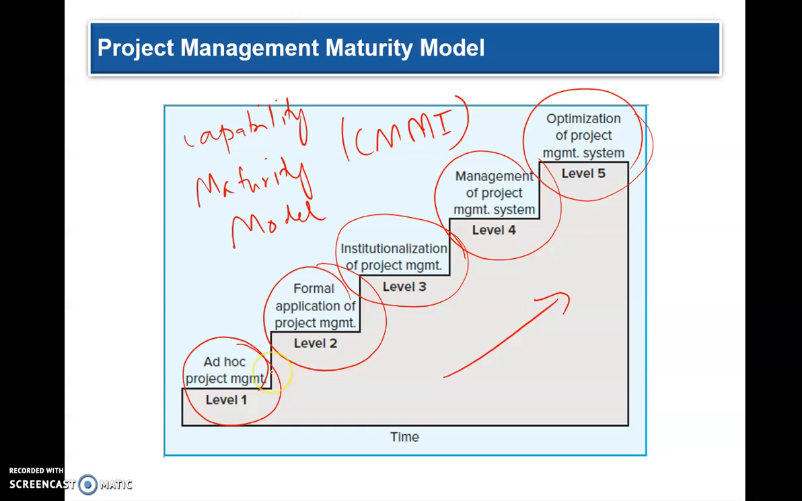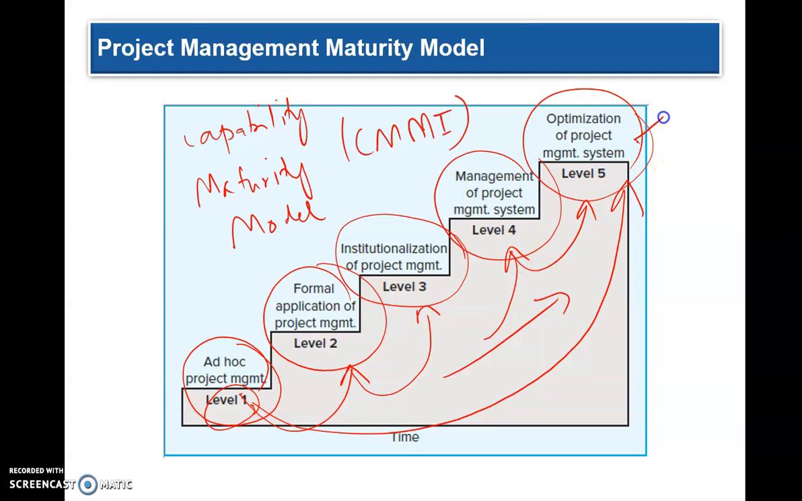Basically, every company to begin with is at level 1, and every company needs to strive to get to level 5. But you cannot go from level 1 to level 5. You need to go from level 1 to level 2 and make sure that you are in level 2, and then go to level 3. Make sure that you are in level 3 and then go to level 4. Make sure that you are stable at level 4 and then go to level 5. Level 5 is the highest in the maturity model.